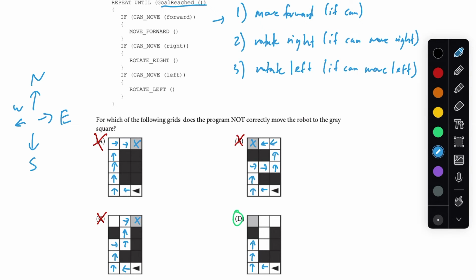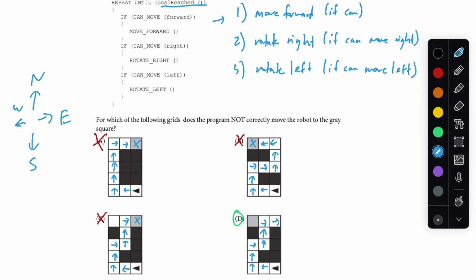Now we can move to the right, so we're going to rotate right. Can't move left, so we're going to move forward. Can't move right, we can move left, so we're going to rotate to the left. So now we're facing north again. We move forward again. We can't move right, we can't move left, we move forward again. So now we can move right. So what we're going to do is rotate ourselves to the right. So now we're facing east, and then we can move forward.